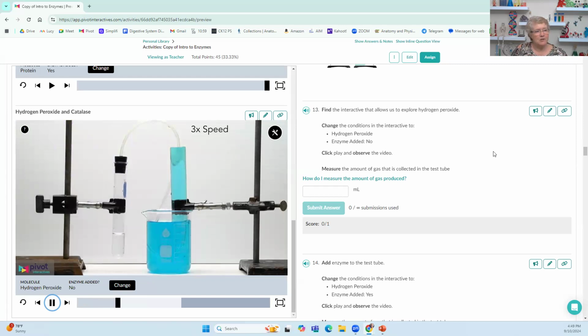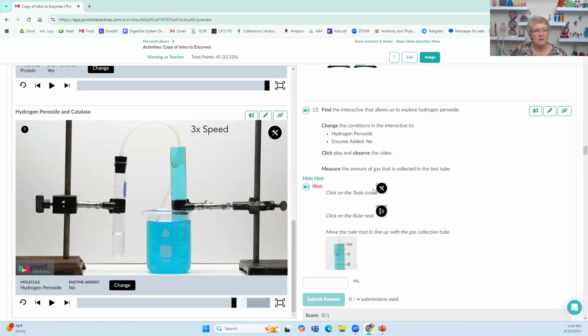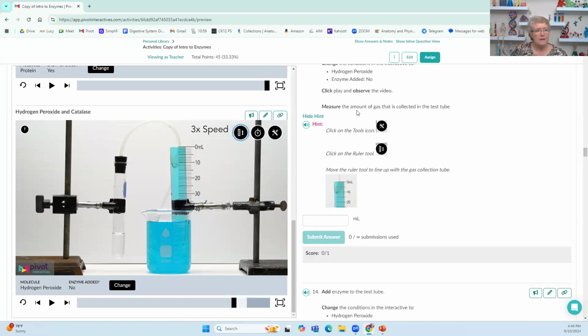Nothing's happening, no reaction. We can fast forward to the end here and see still nothing's happening all the way at the end. All right, now measure the amount of gas that is collected in the test tube. What do you mean measure it? How do I measure it? Well, we can click on this little hint right here. How do I measure the amount? Click on the tool icon right here. Click on the ruler tool, and there it is. That's our ruler tool.